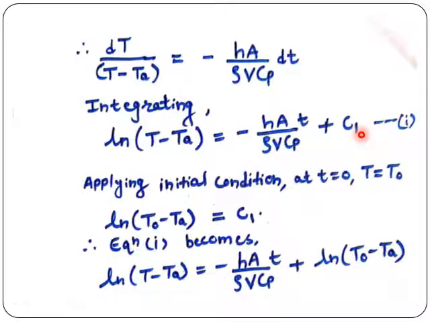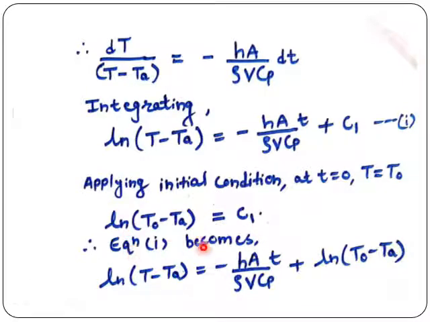This constant of integration can be obtained by using the initial condition, that is at t equal to 0. If I substitute t equal to 0, then T, the temperature of the solid, is equal to T0. So this term will become 0, and with T equal to T0, C1 becomes log of (T0 minus TA). So that is written here.